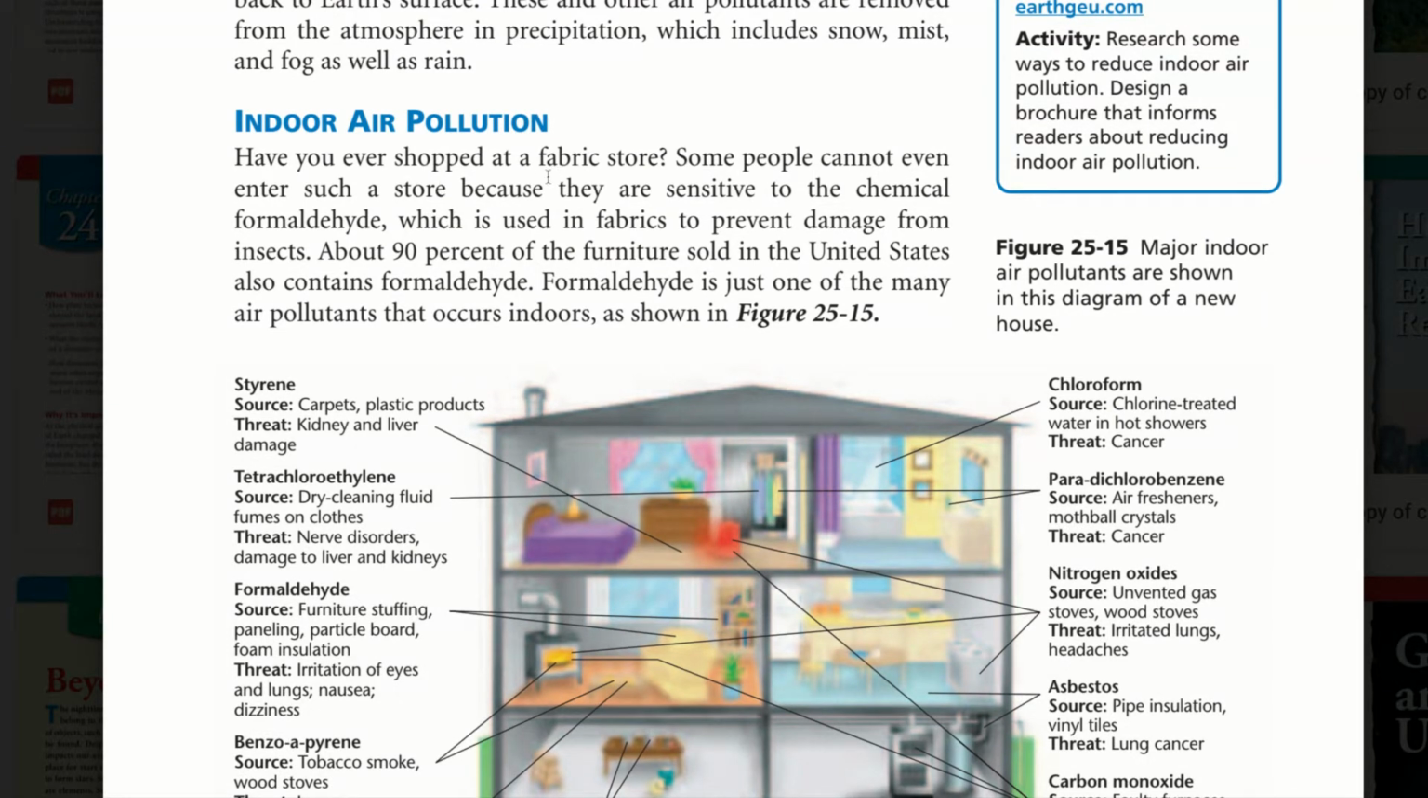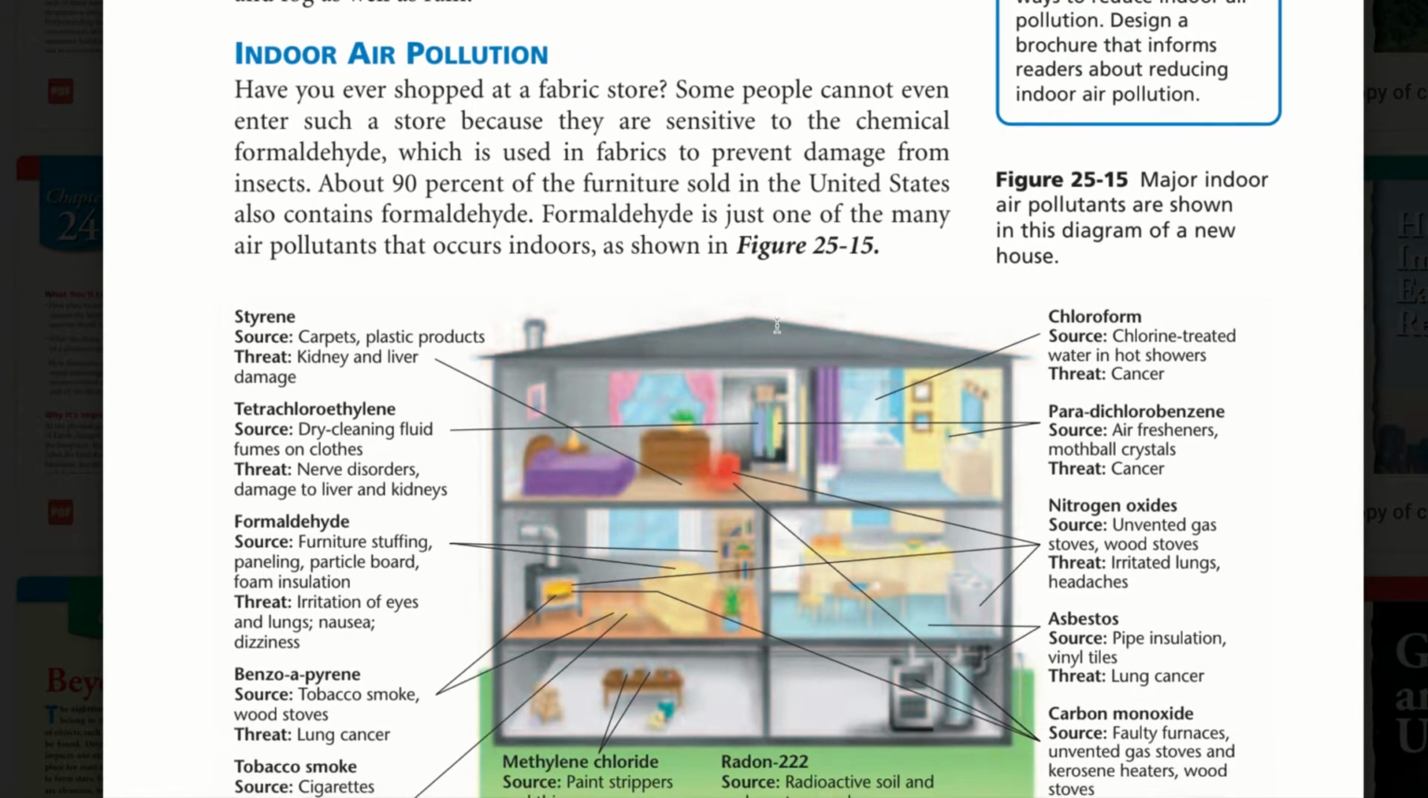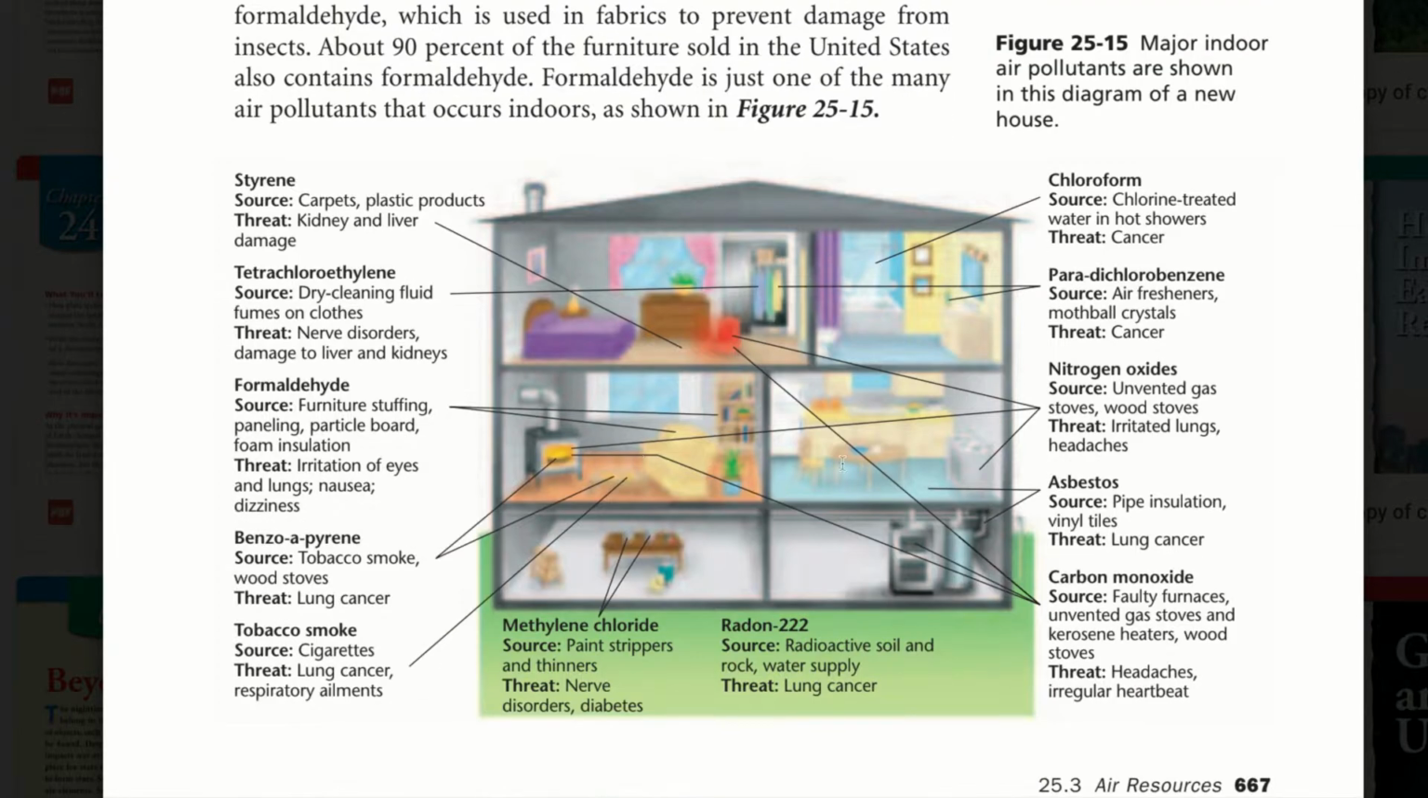Indoor air pollution. Have you ever stopped at a fabric store? Some people cannot even enter such a store because they are sensitive to the chemical formaldehyde, which is used in fabrics to prevent damage from insects. About 90% of the furniture sold in the United States also contains formaldehyde. Formaldehyde is just one of the many air pollutants that occur indoors, as shown in Figure 25.15.